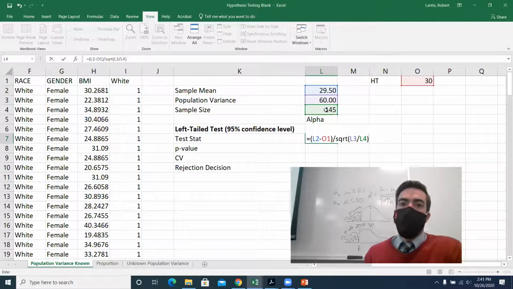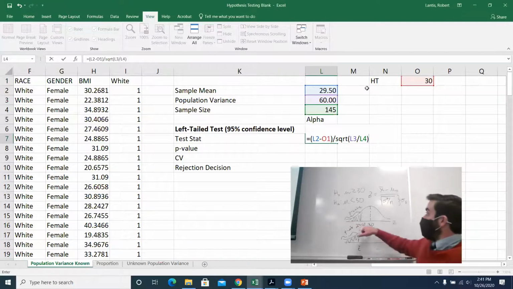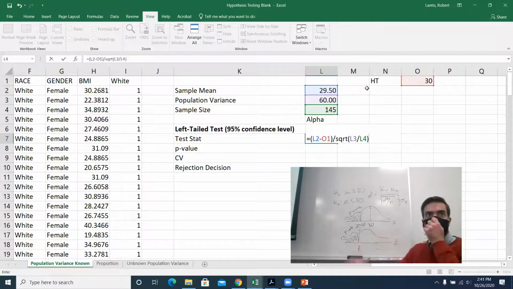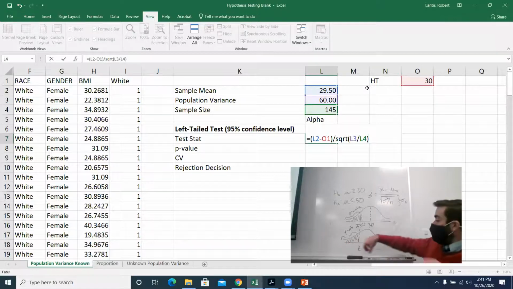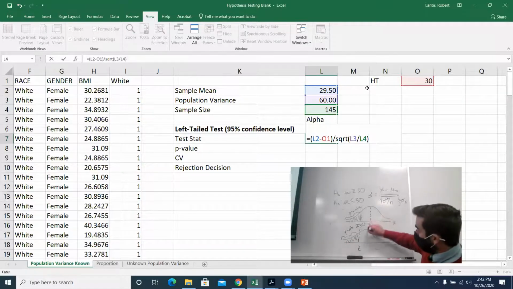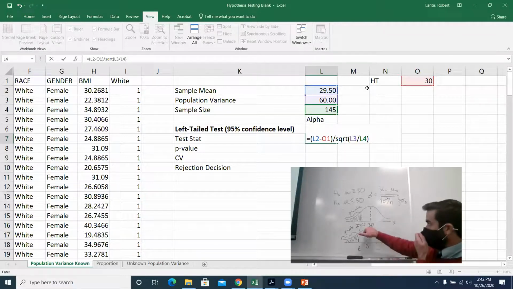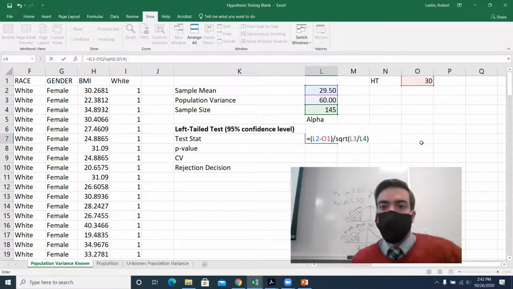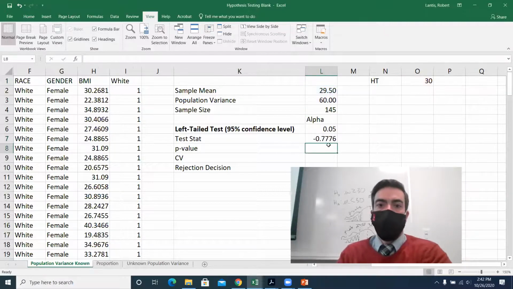So I found something that's below the assumed true mean, so my test statistic should be negative. Remember we said whatever the mean is, that should have a z-value of 0. So if I find sample evidence below that assumed true mean, my test statistic will be negative. If I find sample evidence above it, that'd be a positive test statistic. So I'll hit enter here, and I get a test statistic of negative 0.77.